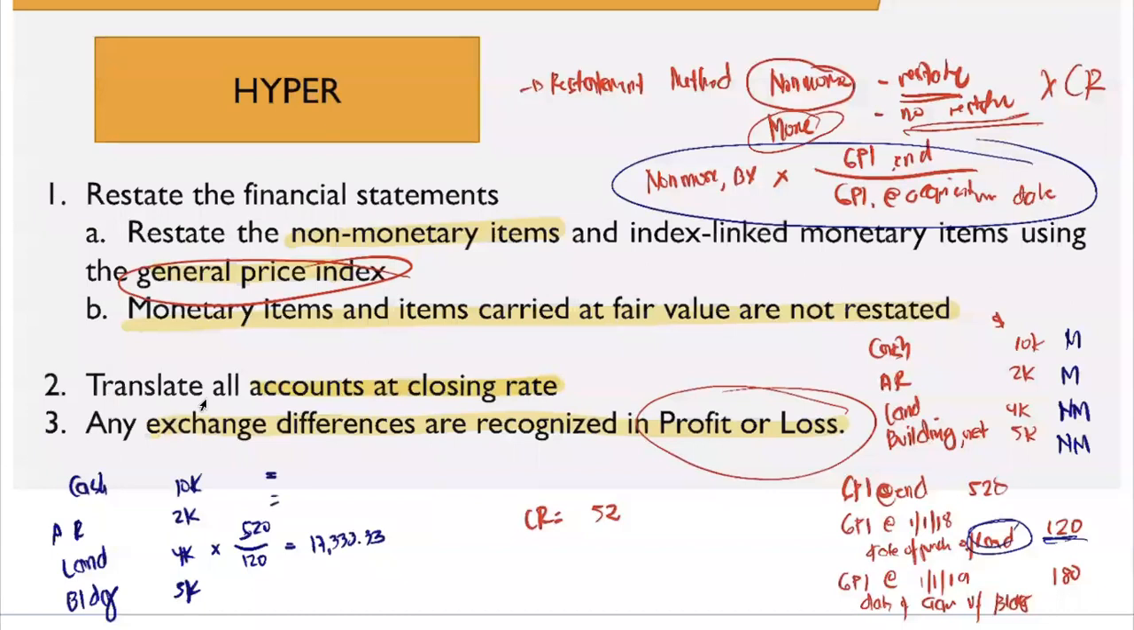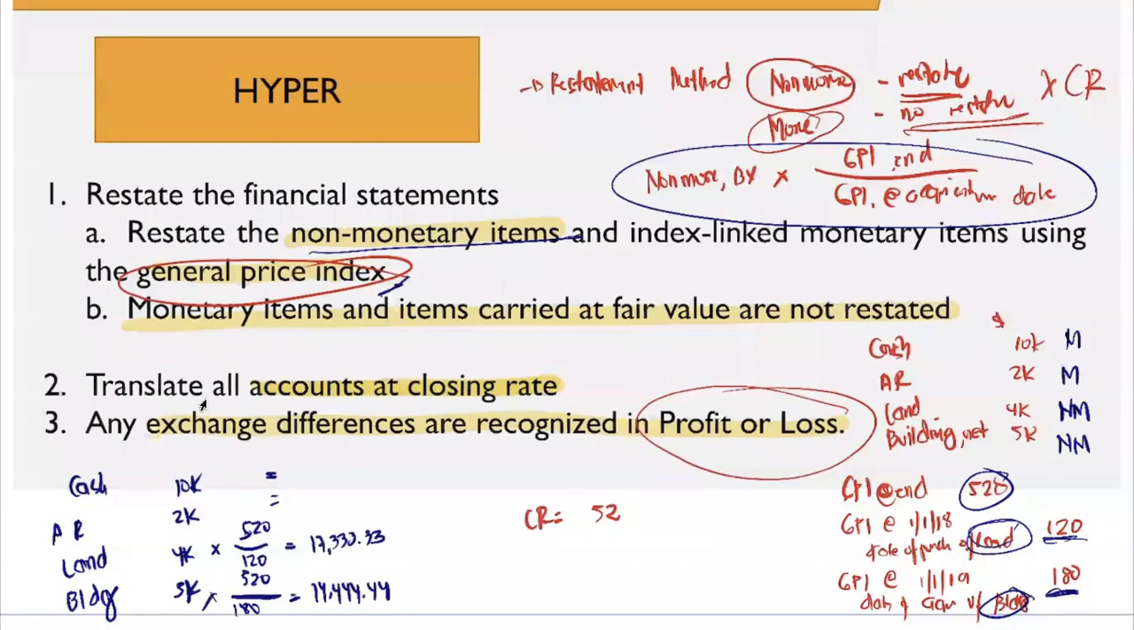How about building? Building is non-money, di ba? Sabi kasi natin, pag non-money, i-restate natin. How do we restate again? You get the GPI end. What is our GPI end? Given, 520. You divide it to your GPI at acquisition date. So what is the GPI acquisition date of our building? So building GPI is 180. So let's compute for the restated. 5,000 multiplied by 520 over 180. We have here 14,444.44. So non-money are restated.